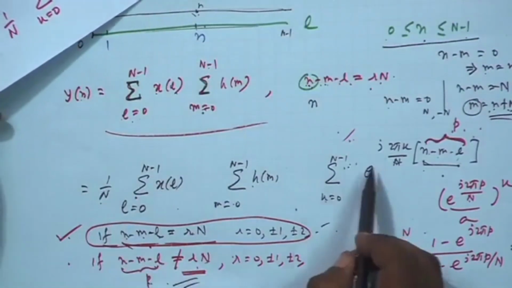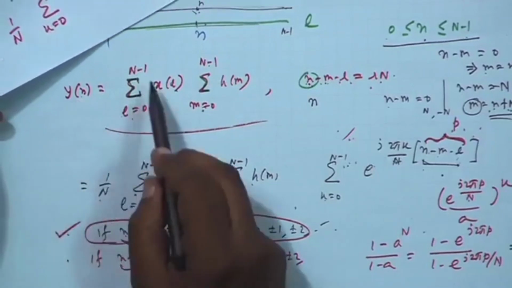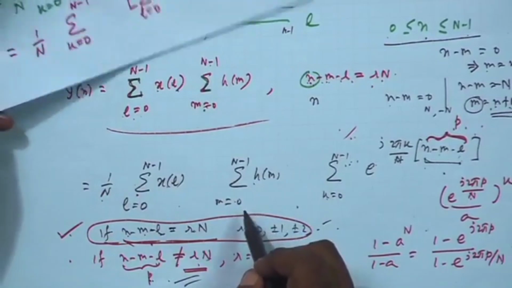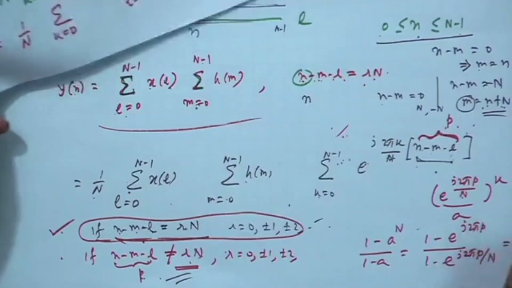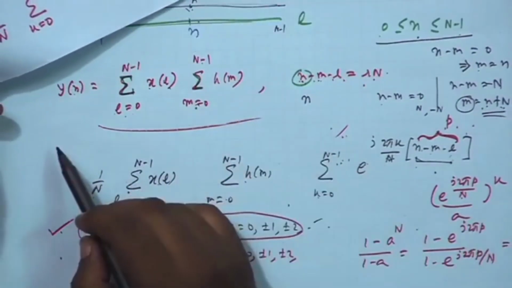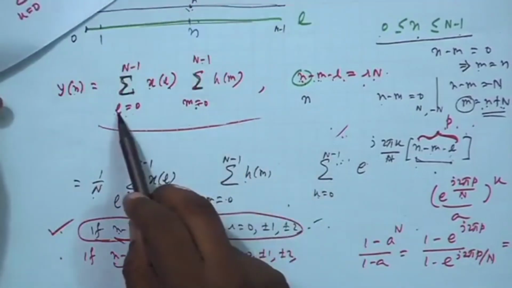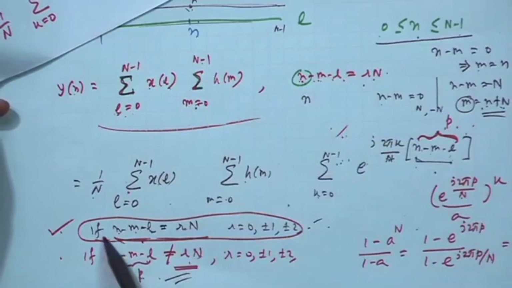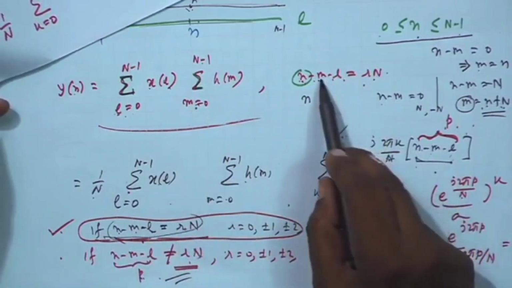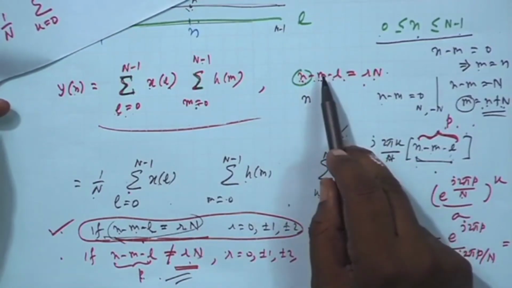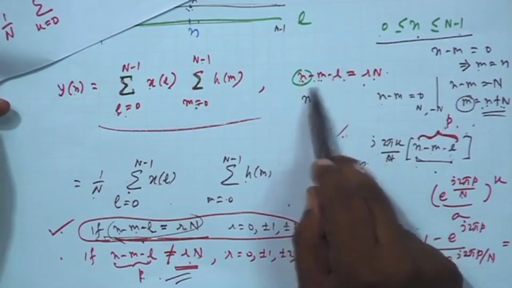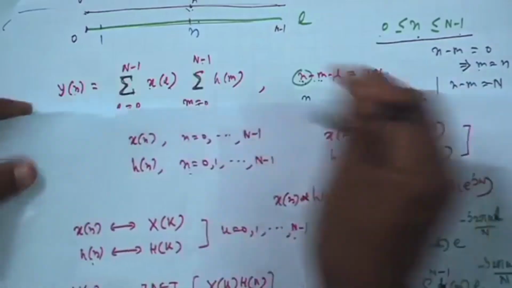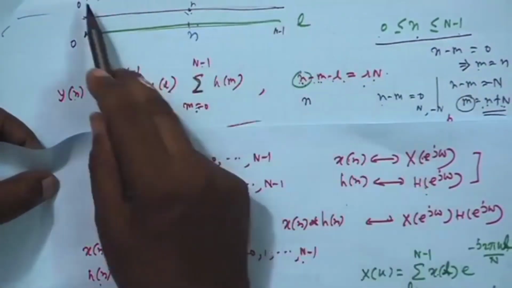Summation n and n cancelled, summation is Y n, this outer summation X l, inner summation H m, okay, and that is all. n and n cancelled, but not all L, all M will be considered, only these cases. This case will be considered, that is only that M and that L will be considered, okay, for which this is satisfied. So then we drew two lines, one for M, one for L, over the same range 0 to N minus 1.